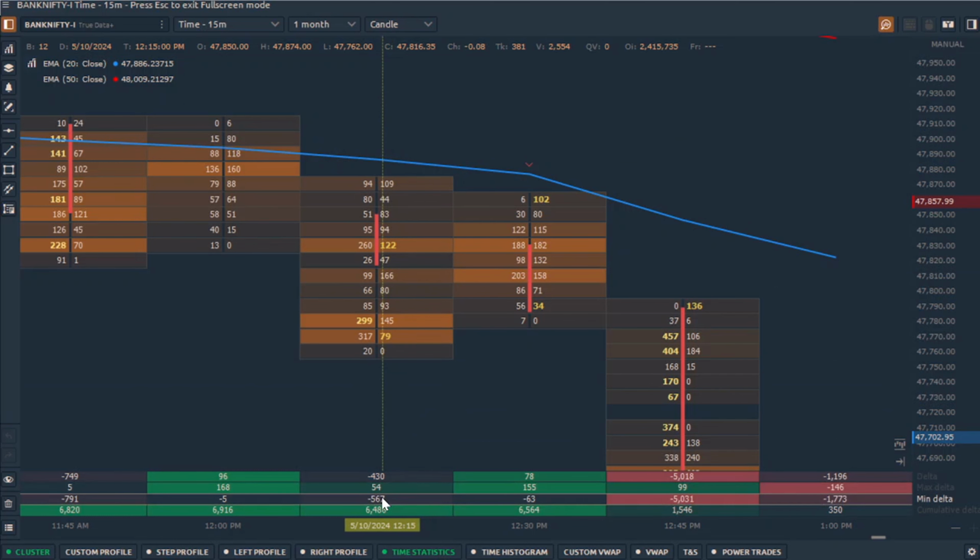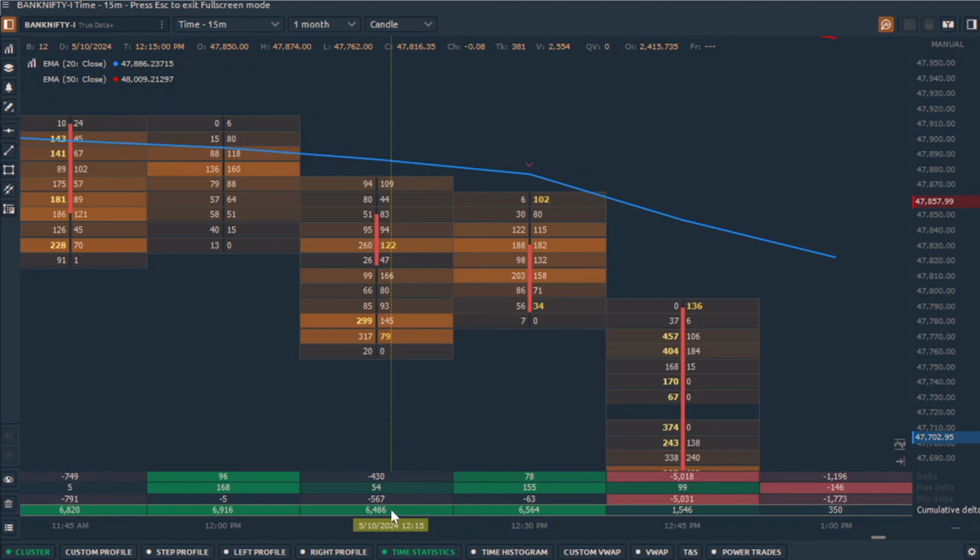The next one you see is the min delta, right? Min delta indicates what was the minimum delta on this particular candle. As you can see, min delta is minus 567, which again indicates that quite a few aggressive sellers were active on this particular candle, right?